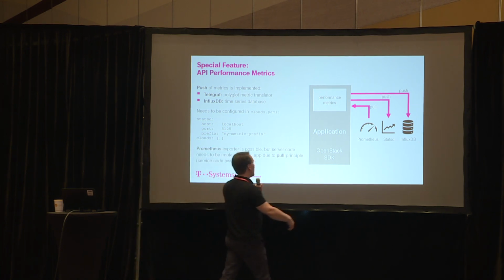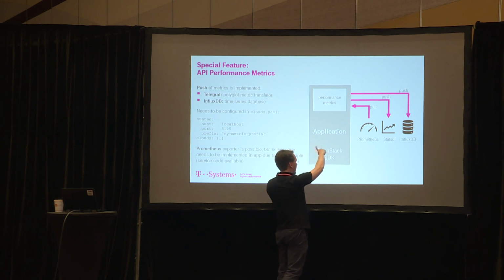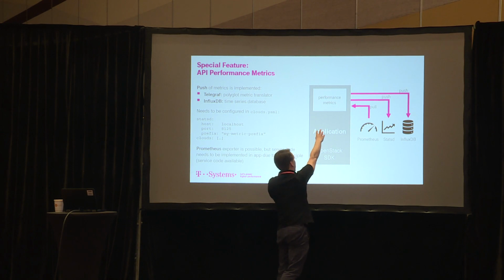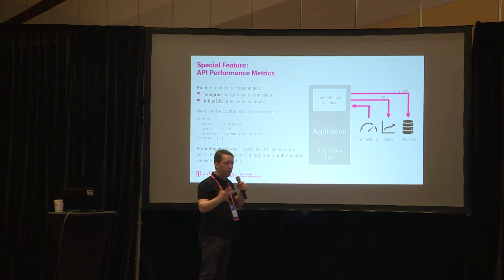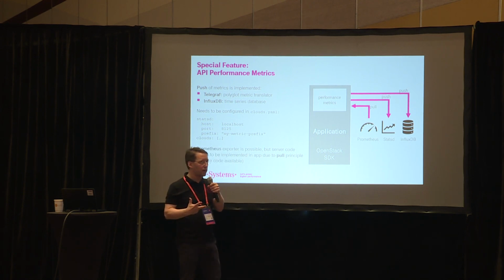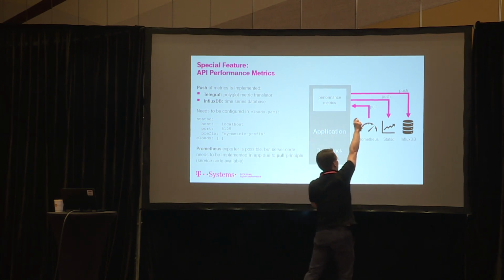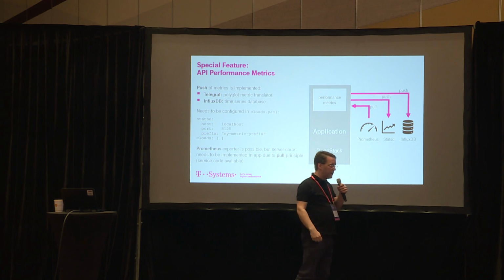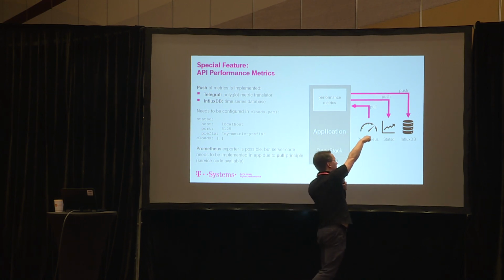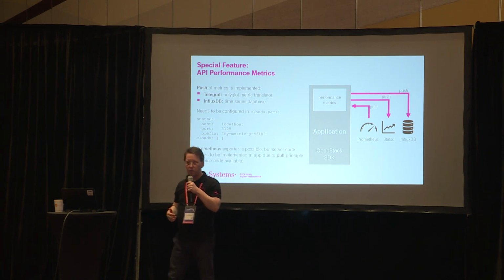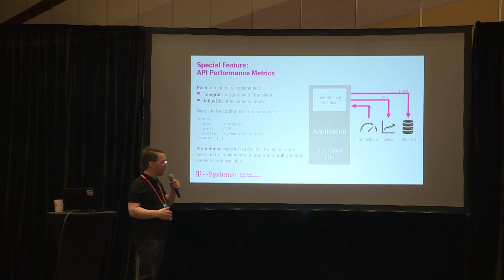So it works like this: if you have a script, a Python application that runs here, it builds upon the OpenStack SDK, and you have three different options how to send out those metrics. You could either push your performance metrics directly into an InfluxDB or do the same thing with a StatsD, depending on what kind of metrics you actually want to play out.